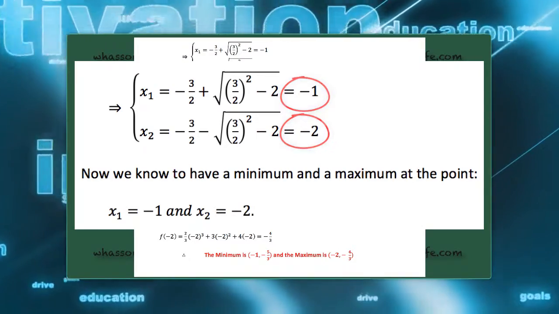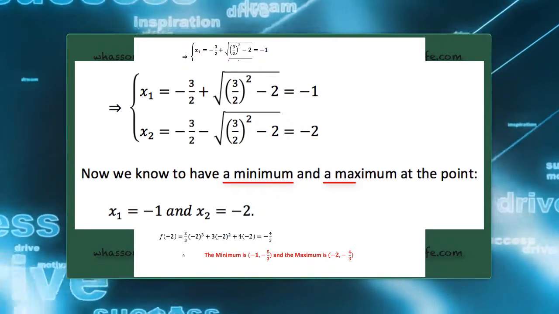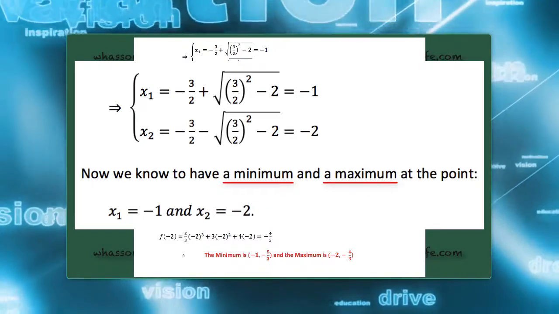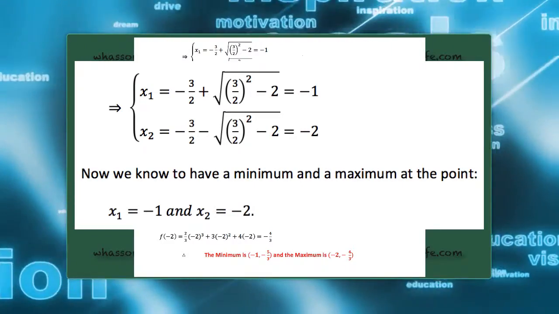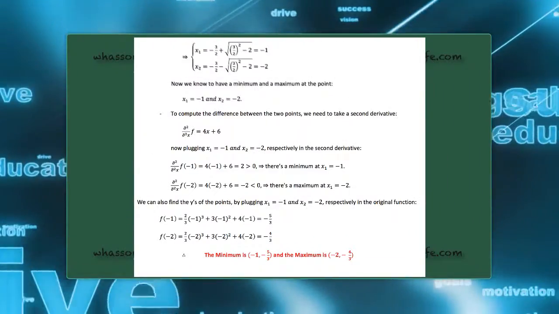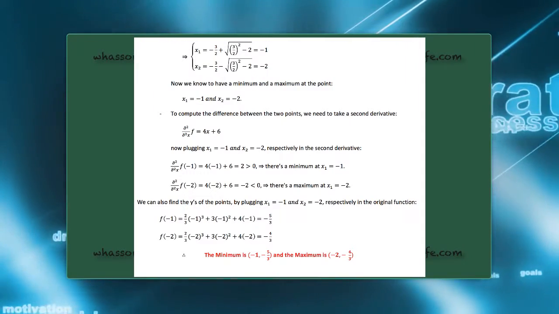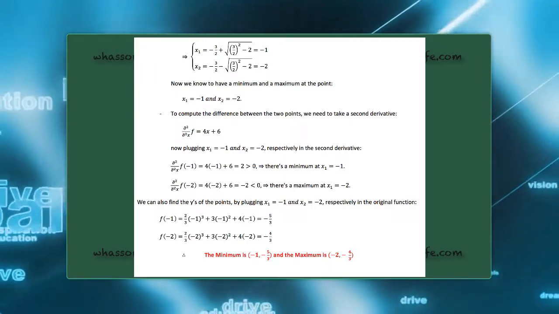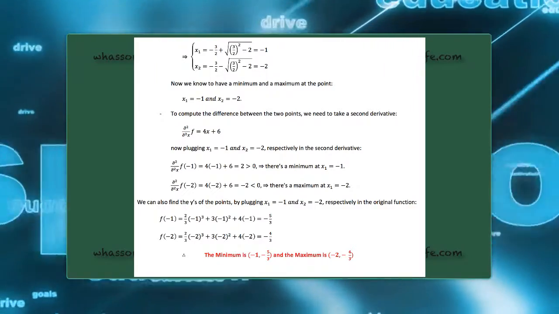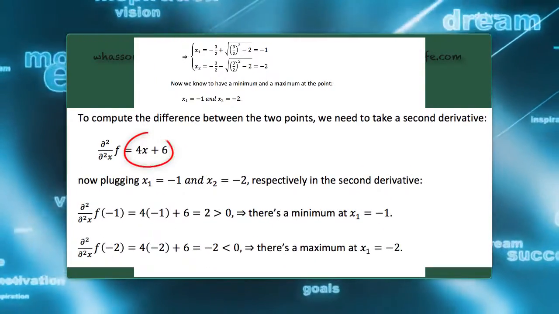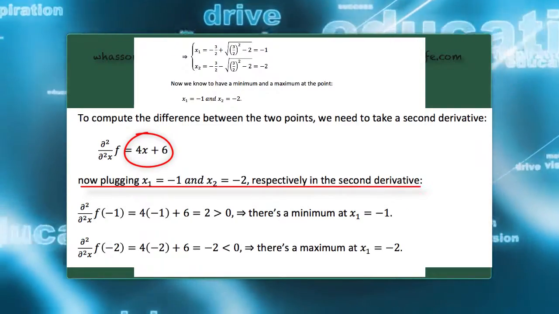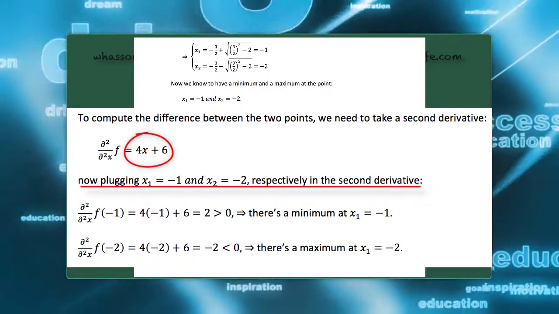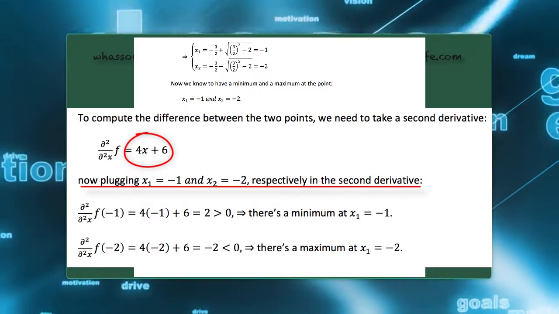At this point, we know that we have a minimum and a maximum, but we don't know yet which one is minimum and which is maximum. And to tell the difference between the 2 points, we need to take a second derivative, which is 4x plus 6. And now we're going to plug x1 and x2 respectively into the second derivative to see what comes out.